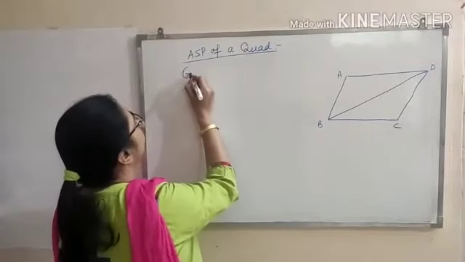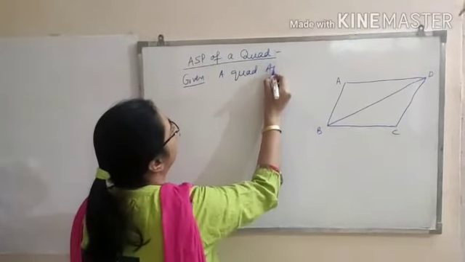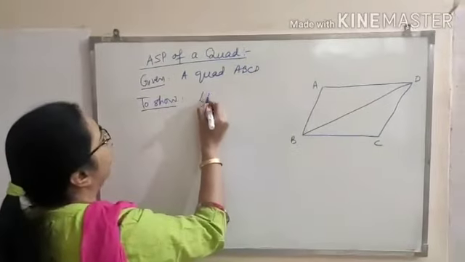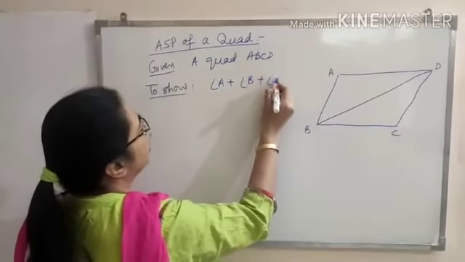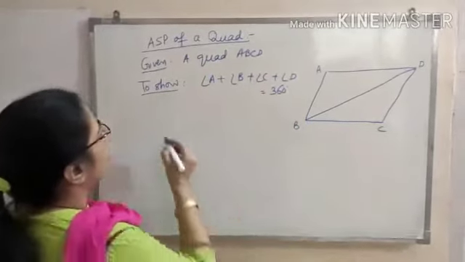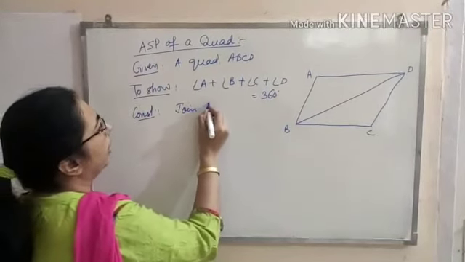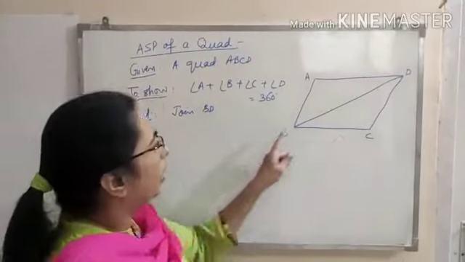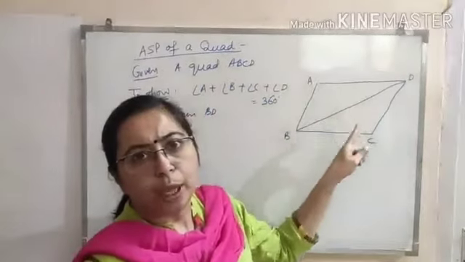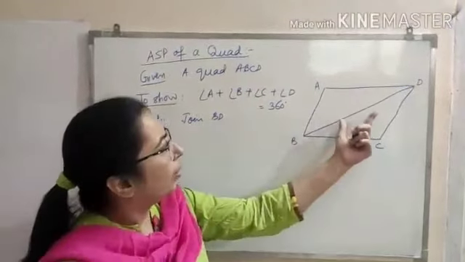So what is given to us? Given is a quadrilateral ABCD. What you have to show? You have to show angle A plus B plus C plus D is equal to 360 degree. So what we will do, construction will be done: we will join AC or BD, any one diagonal. As you know, in a four-sided figure, if you join AC or BD, then these are 2 diagonals of a quadrilateral. So here I am joining BD. BD is joined, it is one of the diagonals.